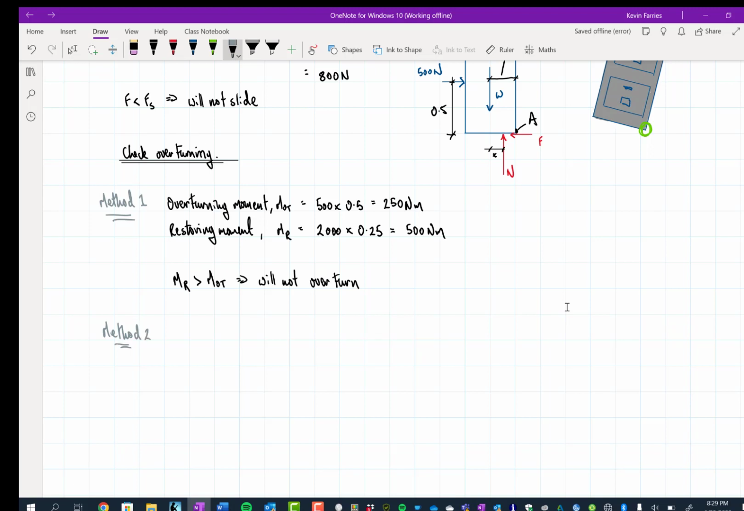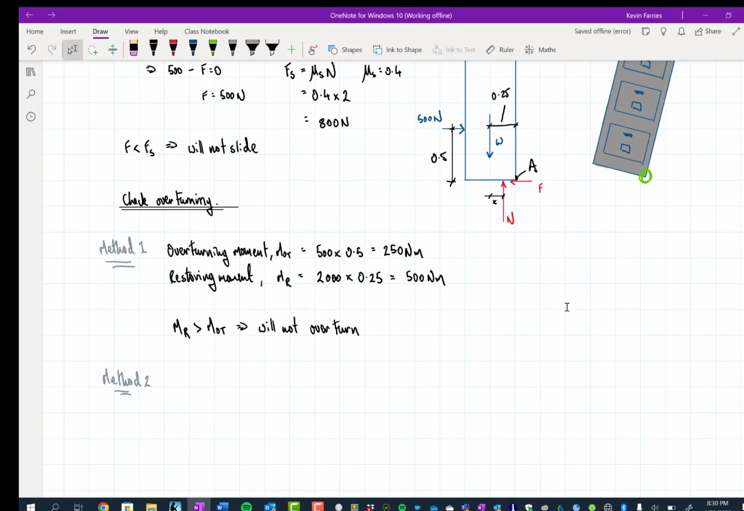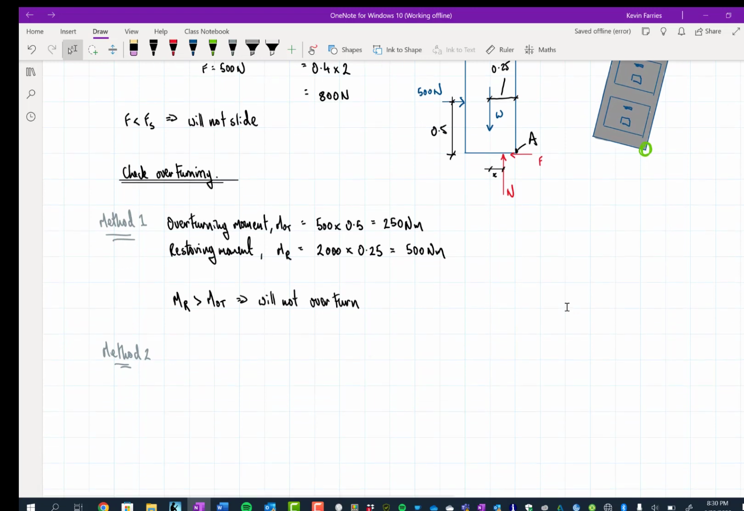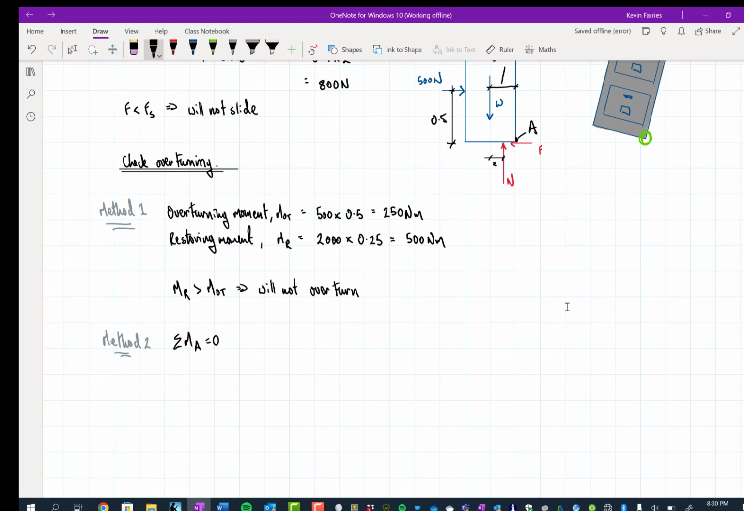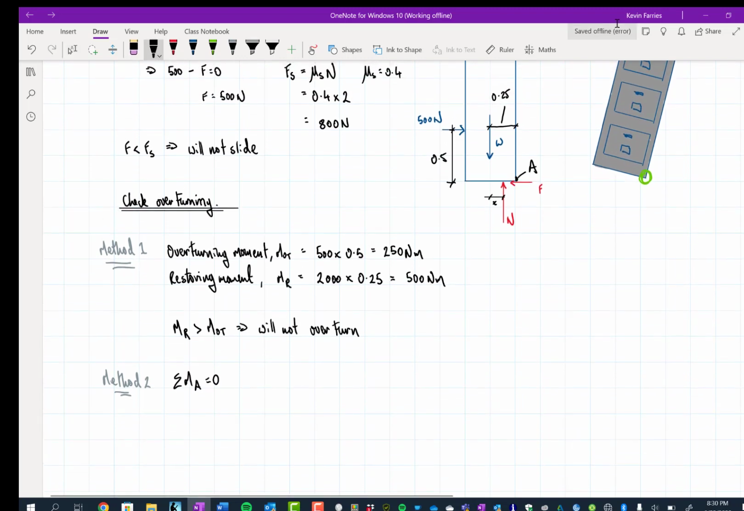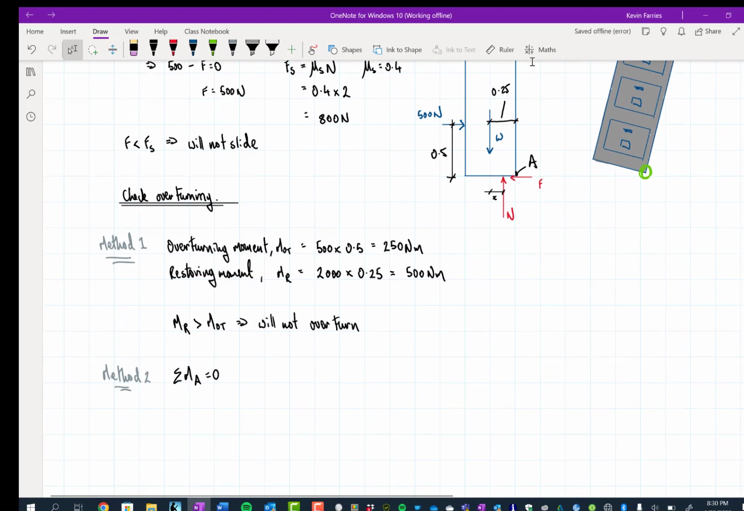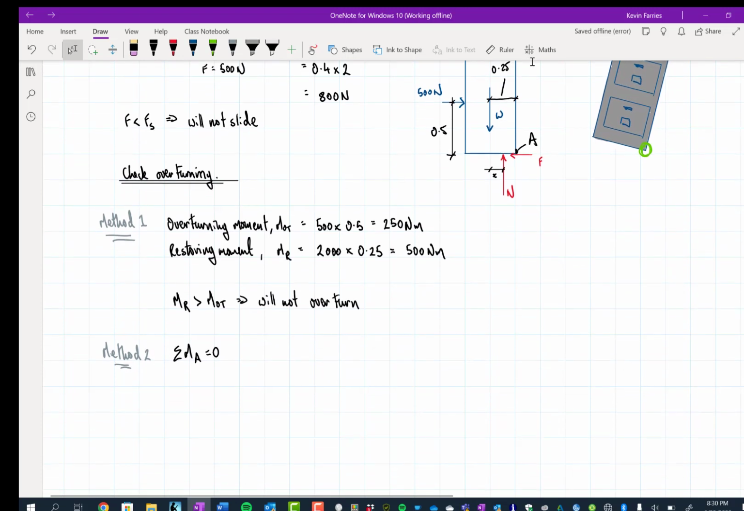So what we can say is the sum of the moments about A must be equal to 0. Then we'll think about all those moments. So what we're going to have, this value here times its lever arm, and that's going to be a negative moment. So that's negative 500 times 0.5.